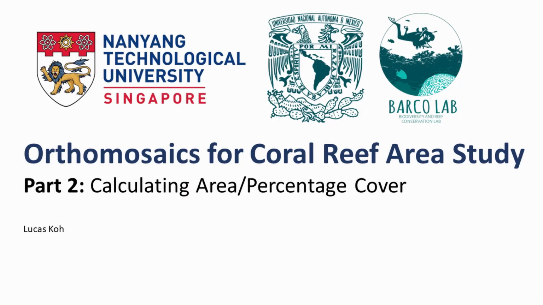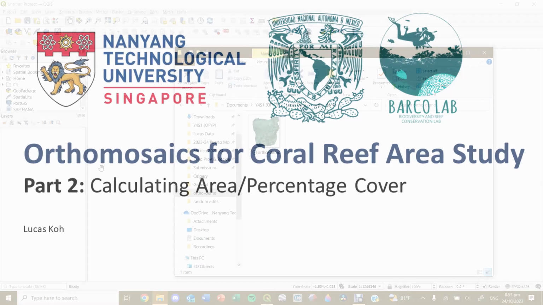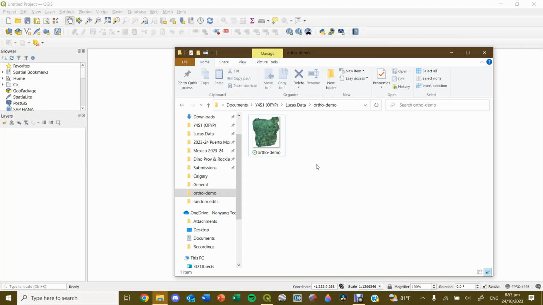Hello, this is the second video in a two-part series about underwater orthomosaics. In the first video, we used Agisoft Metashape to create an orthomosaic of a section of the coral reef floor using photographs taken by a swimmer at the surface.